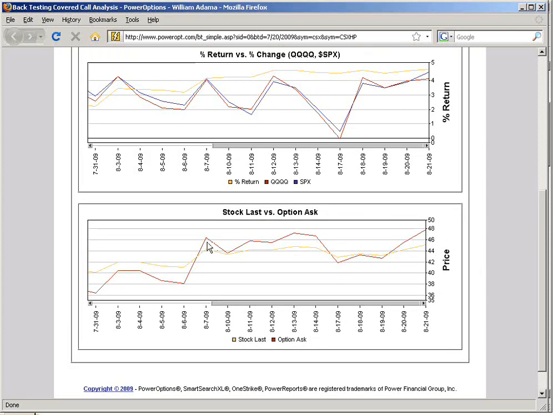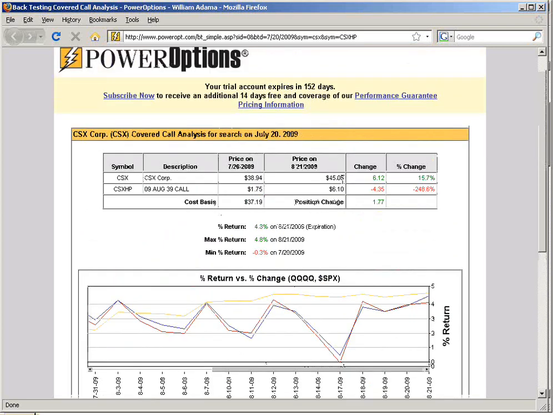But we can see on each day, if we compare this price field to the return field above, that when this stock spiked on 8.7, went up to 44.33 and the option went up to 5.60, the percent return on the position at that time, with the stock increase, even though the option had moved up as well, on the comparable date of 8.7 was 4.1% for the covered call position. So on this particular one, we have a good view of what happened.